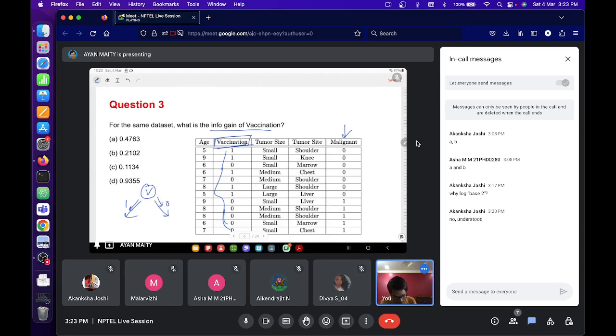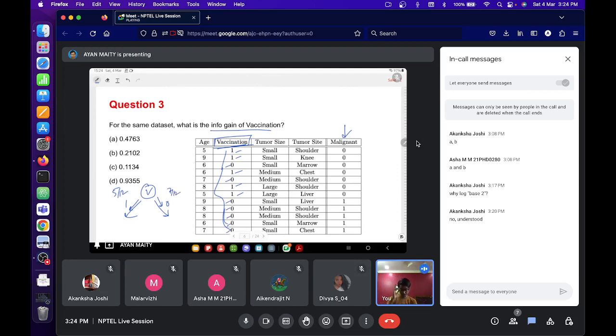First we need to find out what fraction of points go in the direction of 1, and what fraction go in the direction of 0. For 1, how many elements are there? 1, 2, 3, 4, 5. So there are 5 ones out of 12, so 5 by 12 is the probability of going to the left hand side. And how many zeros are there? 1, 2, 3, 4, 5, 6, 7. So 7 zeros are there.